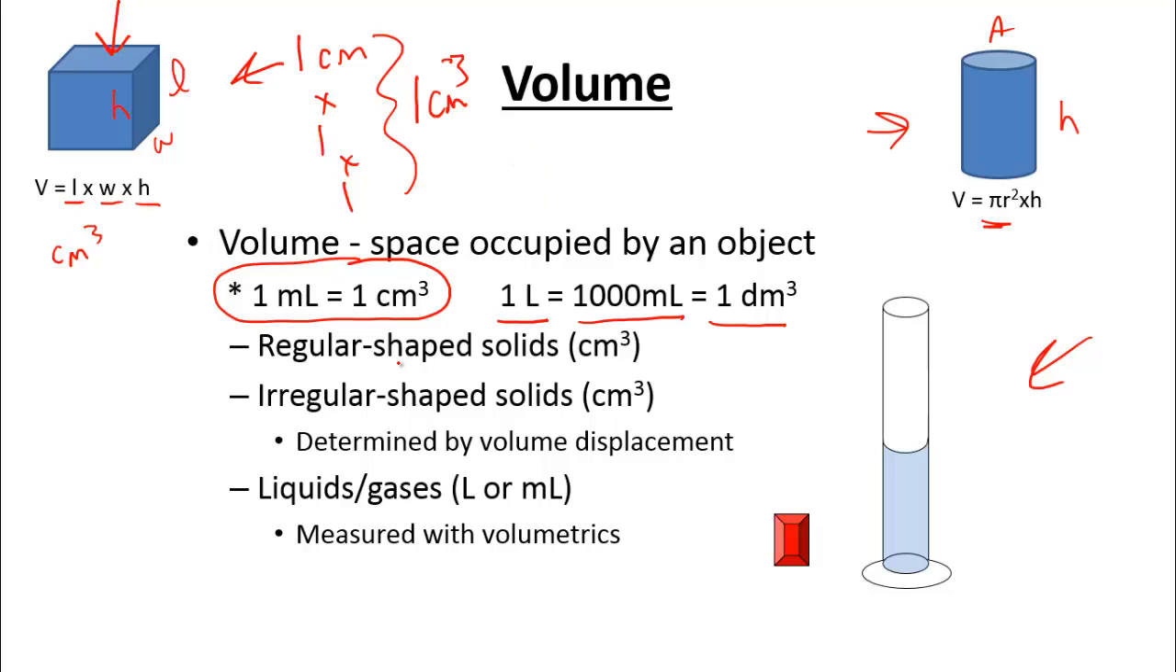Basically, volume, you can measure the shape of regular solids like this one up here, and you can also measure the shape of an irregular shape like that one there. Solids are typically reported in centimeters cubed for their unit, cm cubed. Whereas liquids and gases will typically be in liters or milliliters. And we'll typically measure liquids in objects like a graduated cylinder, which we call volumetrics.